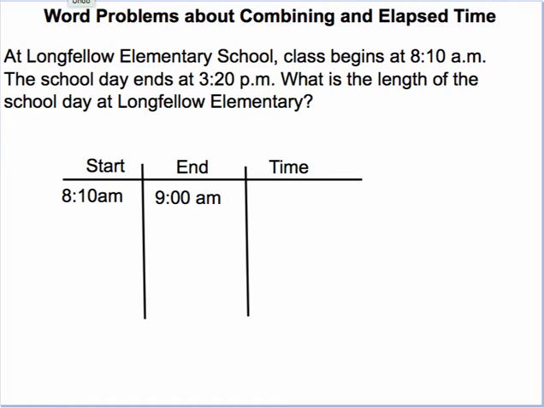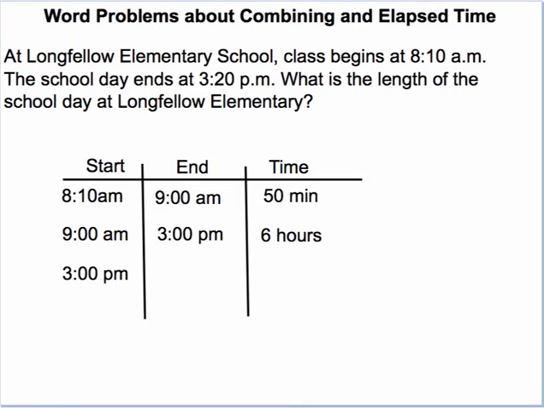And the next hour would be 9 a.m. Well, from 8:10 a.m. to 9 a.m. is 50 minutes. So then I need to go from 9 a.m. to 3 p.m. because that's my next whole hour time. And that's going to give me 6 hours. Then I'm going to go from 3 p.m. to 3:20, and that's going to give me 20 minutes.